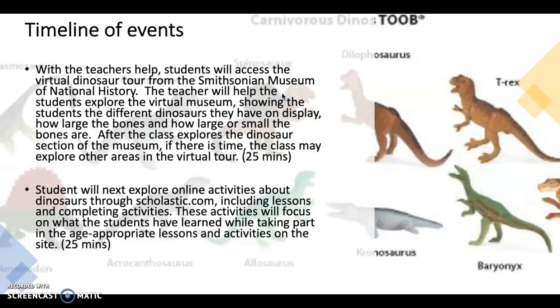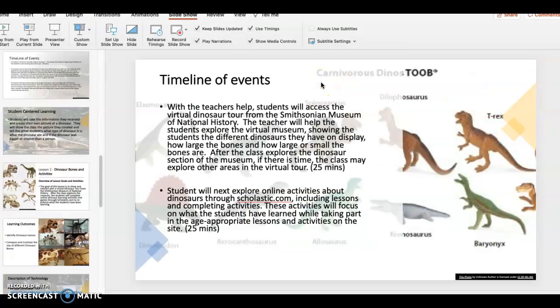The timeline of events would include, with the teacher's help, the students would access the virtual dinosaur tour from the Smithsonian Museum. Here they would be able to see the actual dinosaur bones. Let's take a small look at that website.